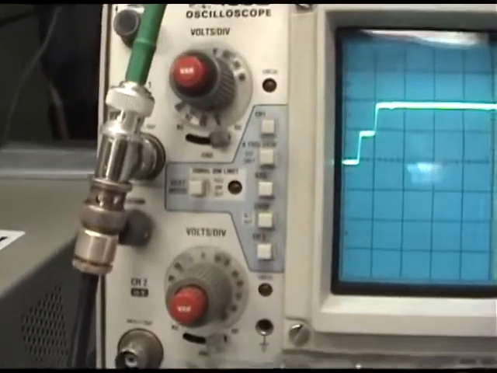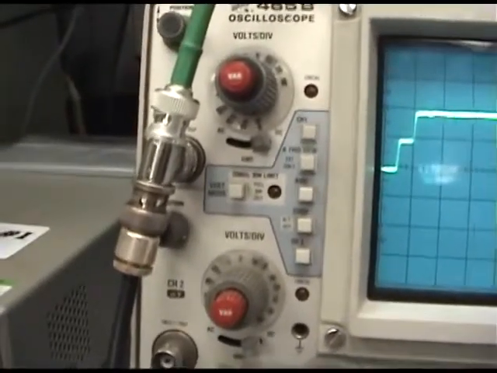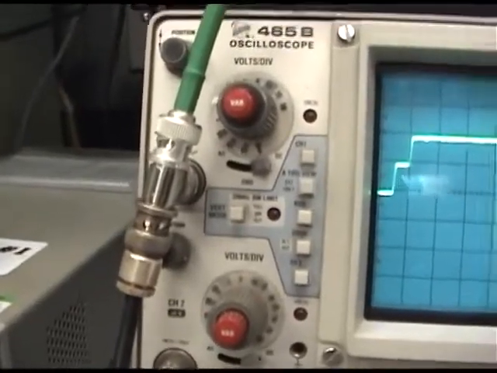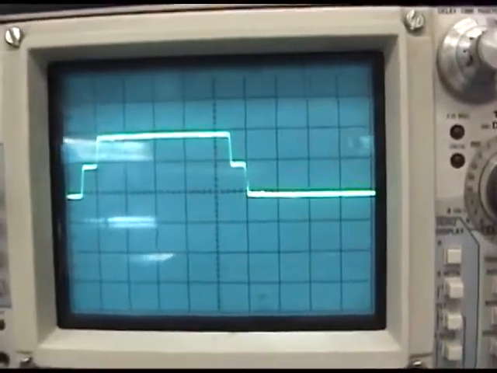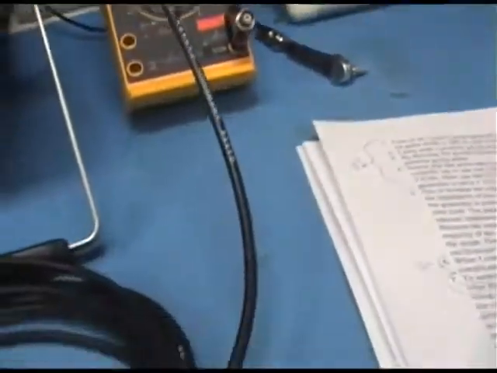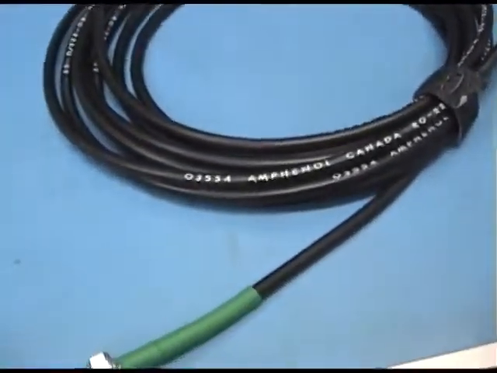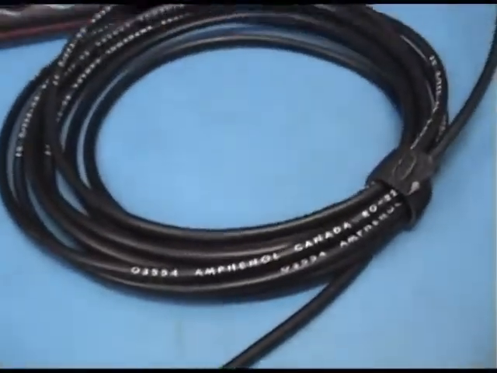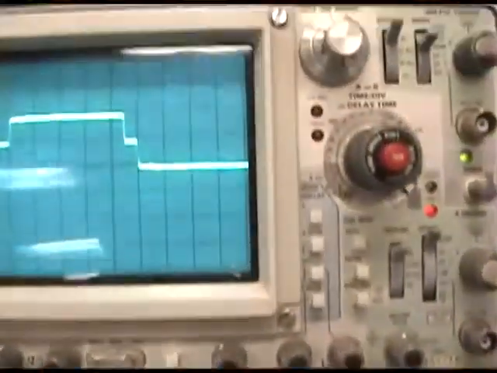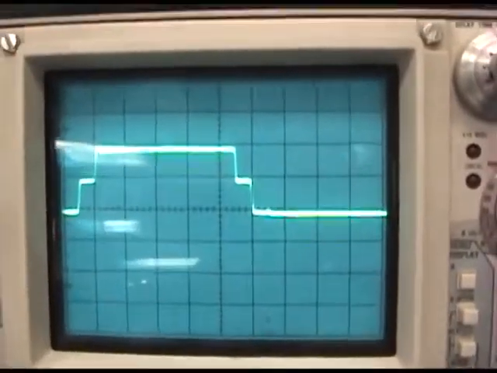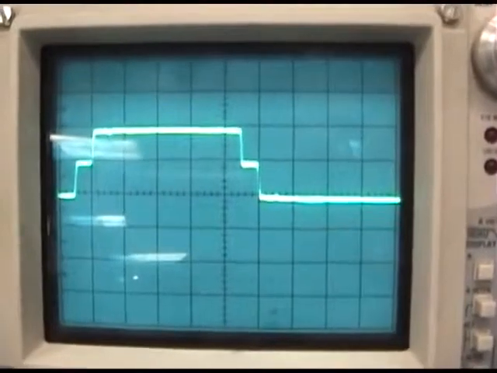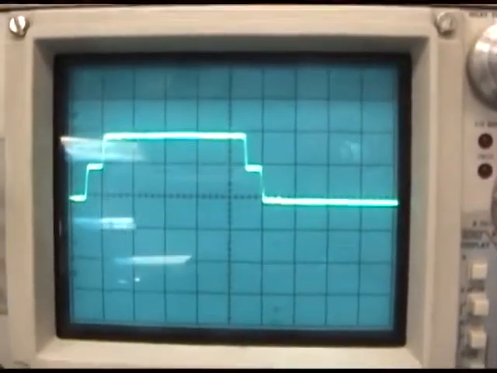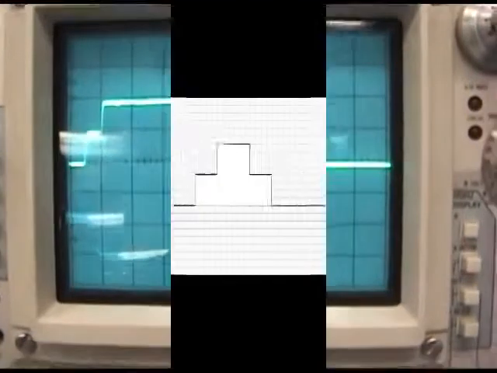When I connect the second cable onto the T connector, we now see a more complicated pulse. Now this cable is quite a long cable. In fact, it is about 16.5 feet. So to understand why we see this pulse, we have to think in terms of what the scope sees over time.